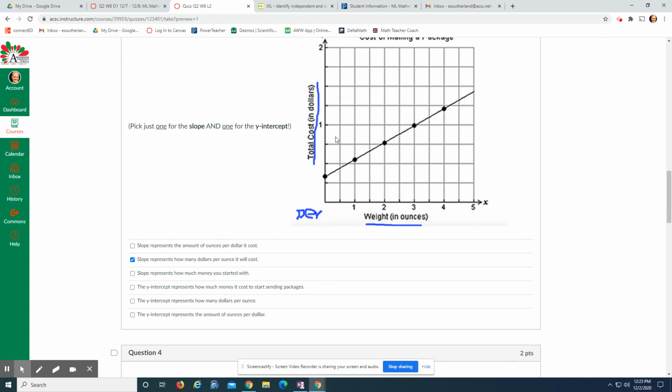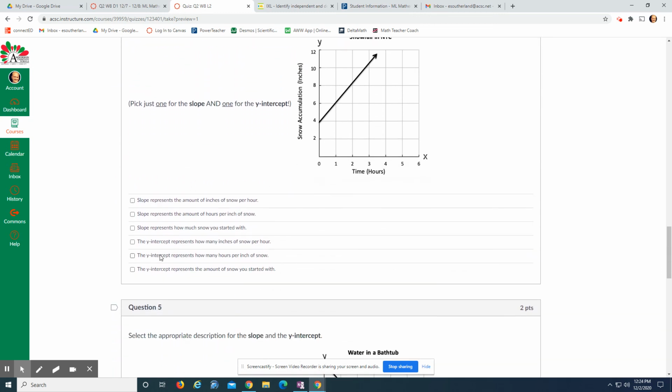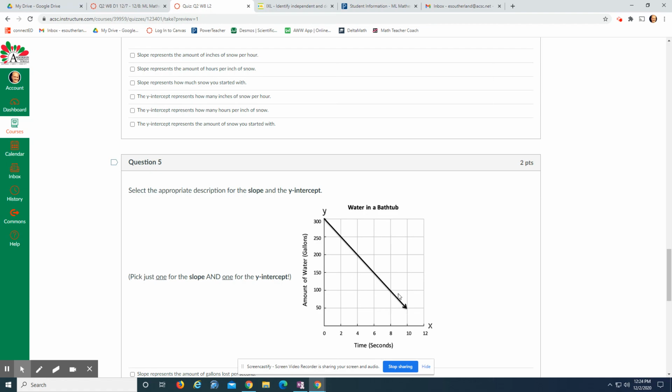And then, again, the y-intercept is going to be where you start. So y-intercept represents how much money it costs to start sending a package. Start. There you go. Your final 3 questions, I'm going to ask you to do on your own. But if you've watched this video, you have 50% of the answers.